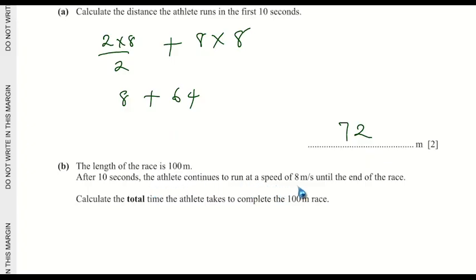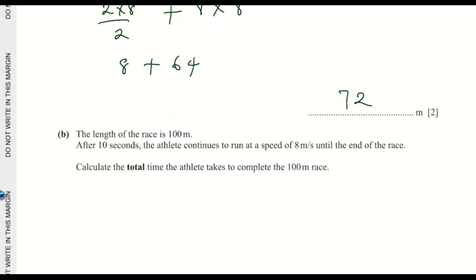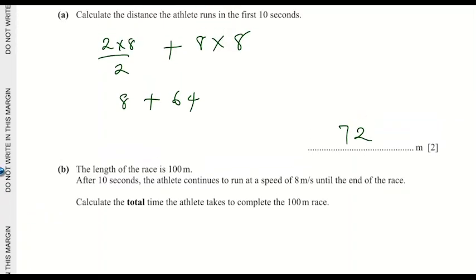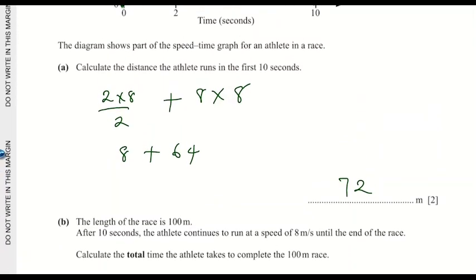To run at a speed of 8 meters per second until the end of the race. Calculate the total time the athlete takes to complete the 100 meters race. Cool. So we know that the total distance is 100 meters. And we have already covered 72 meters with a different speed, right?